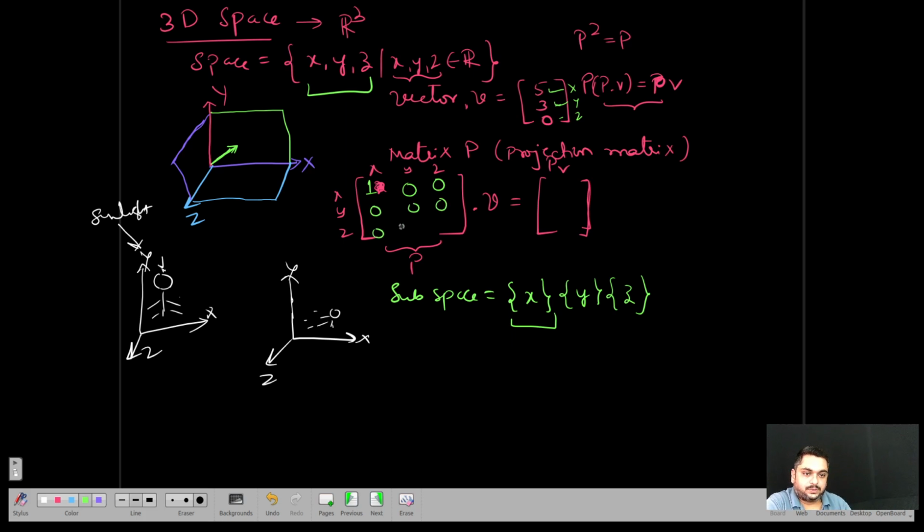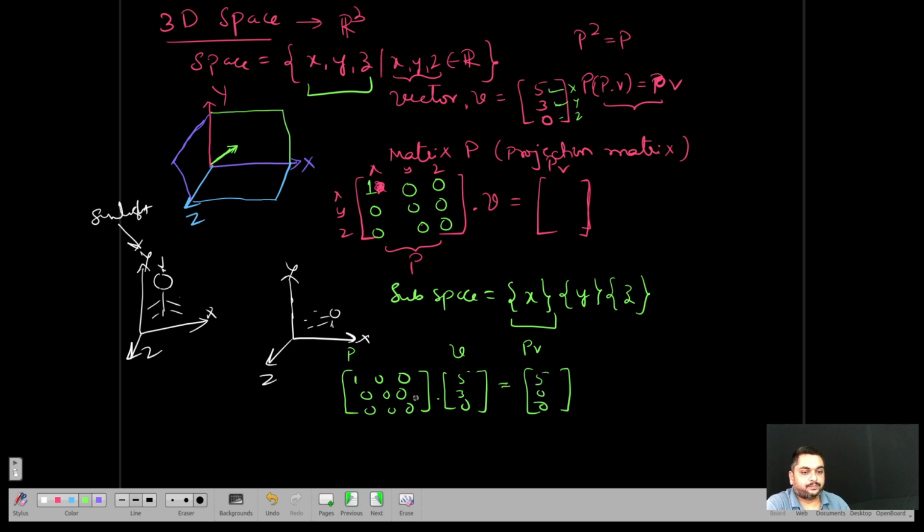So 0, 0, 0. Let us say this is my projection matrix, and my vector is 5, 3, 0. So let us see the result, what I will get. If I apply this P, 1, 0, 0, 0, 0, 0, 0, 0, 0 onto my vector V, what is V? 5, 3, 0. So I will get my projection vector PV equal to 5, 0, 0. Okay, so this is the concept.